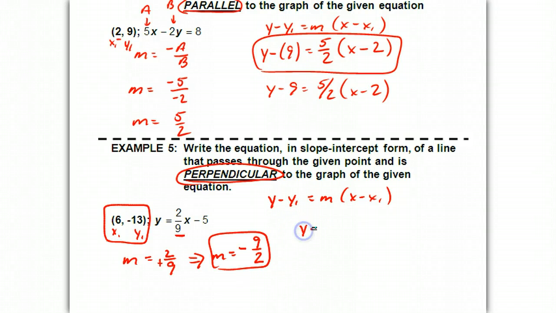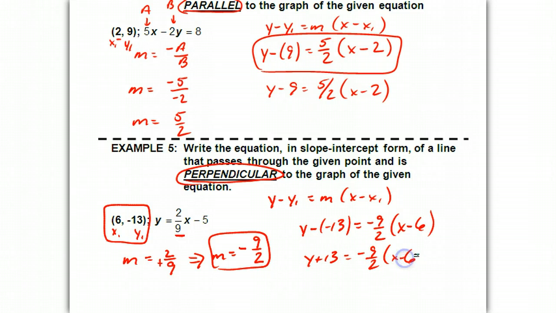So y minus 13 is equal to, put the slope in, minus 9 over 2 times x minus 6. We can just simplify that a bit. y plus 13 is equal to minus 9 over 2 times x minus 6.